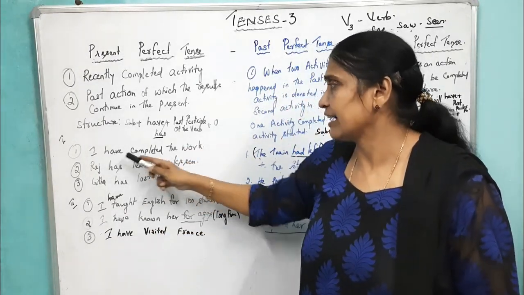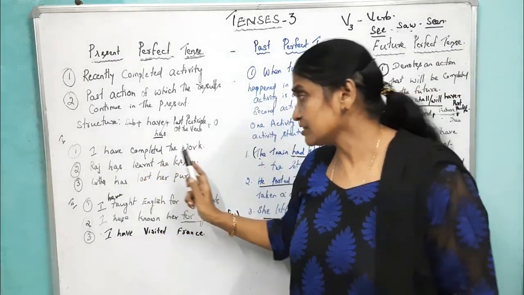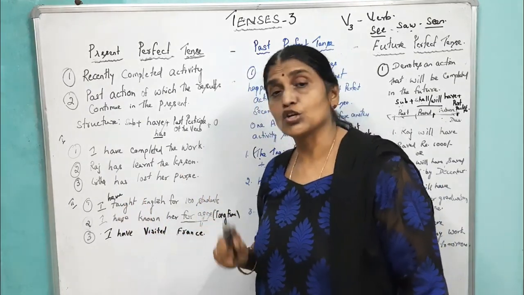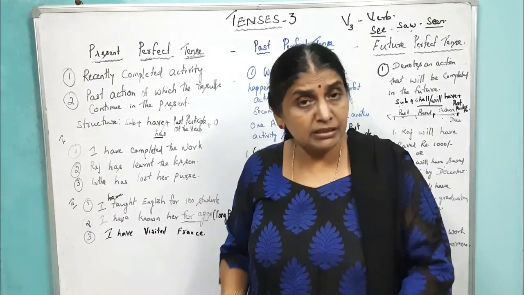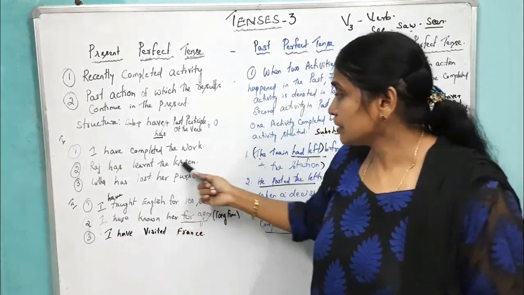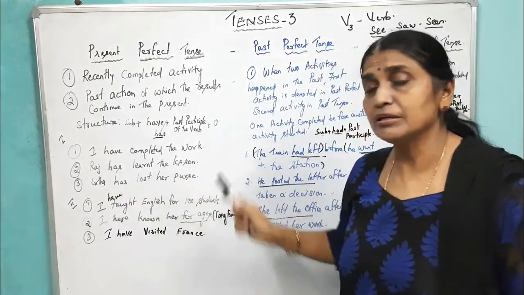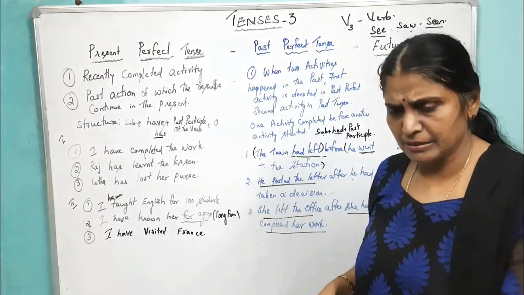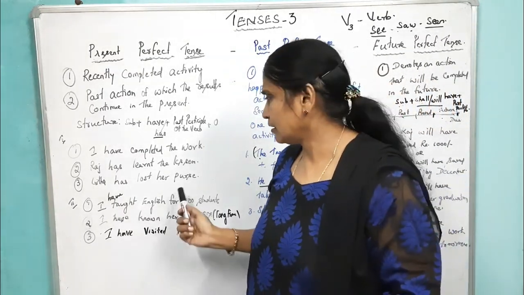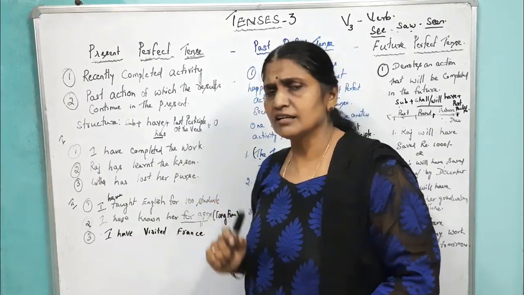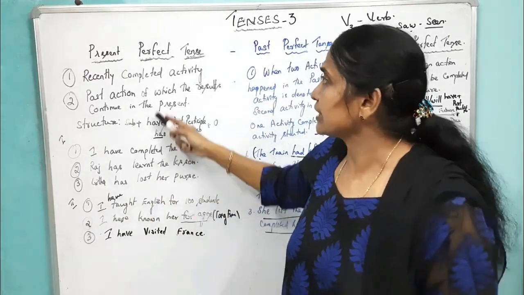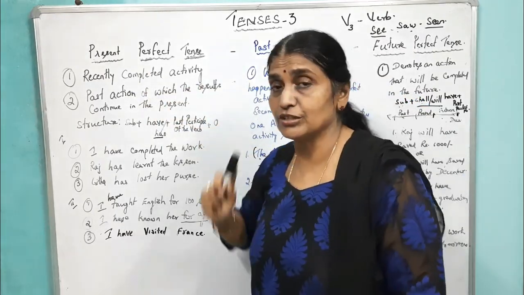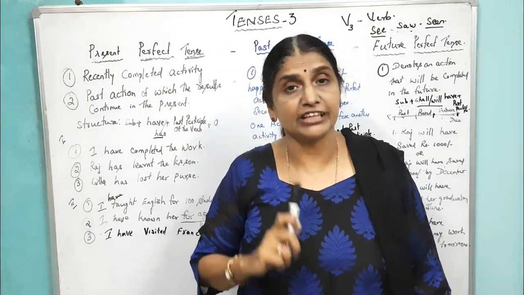I have completed the work. Raj has learned the lesson. Geeta has lost her purse. When? We do not know. But recently she lost her purse, maybe near the present. That is what this example says. Geeta has lost her purse, maybe 1 hour back. Raj has learned the lesson. He would have completed the homework. All those things we will say as recently completed activity. We use the present perfect tense.